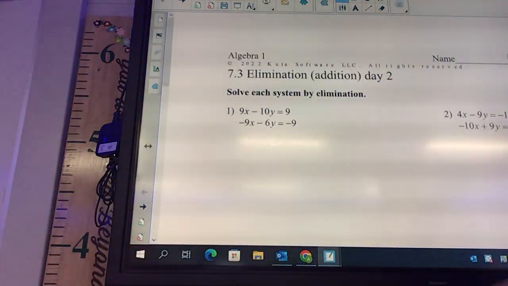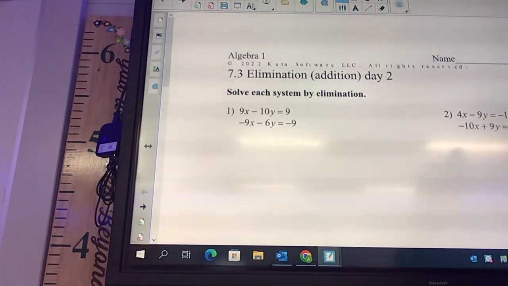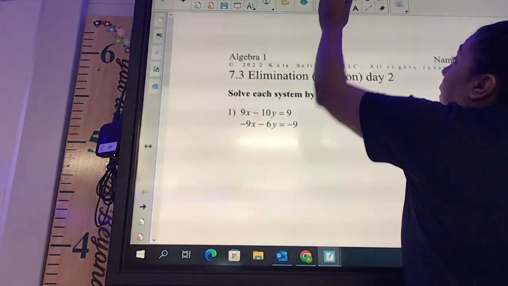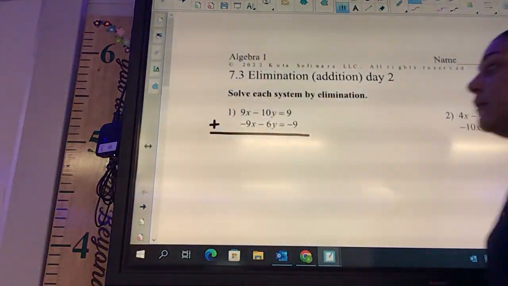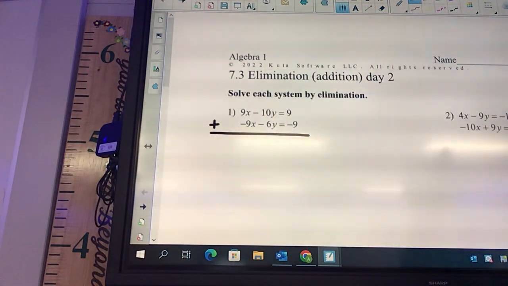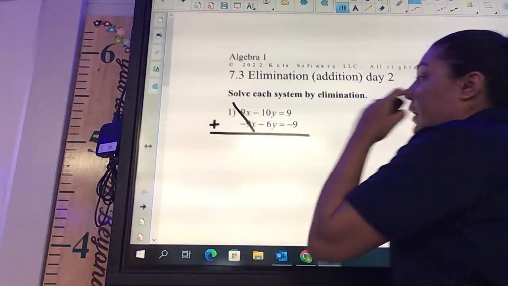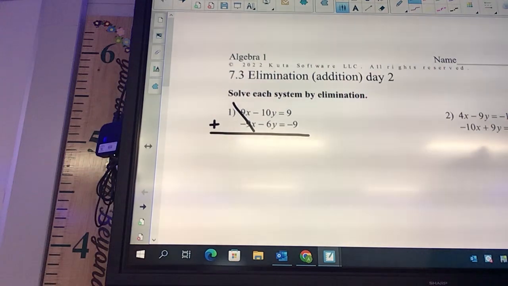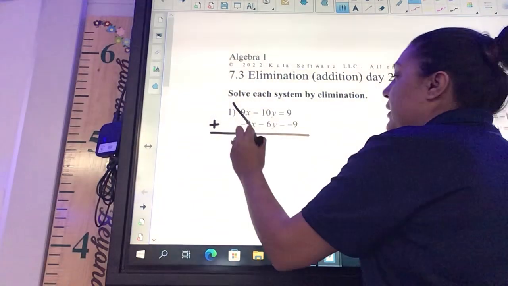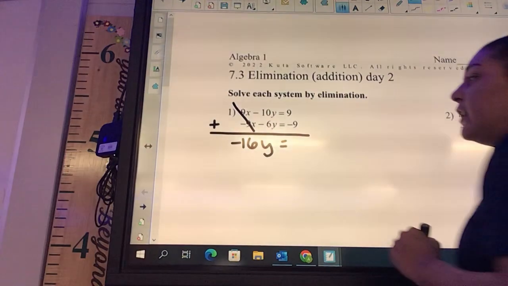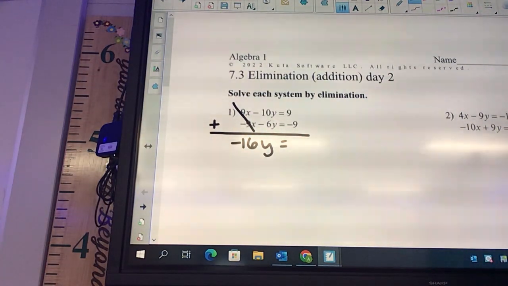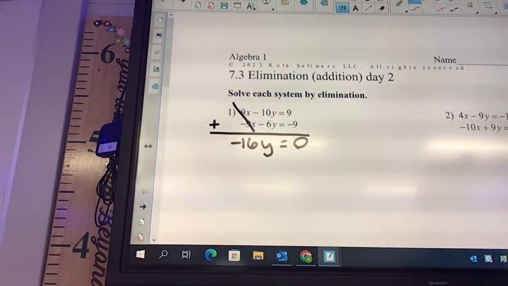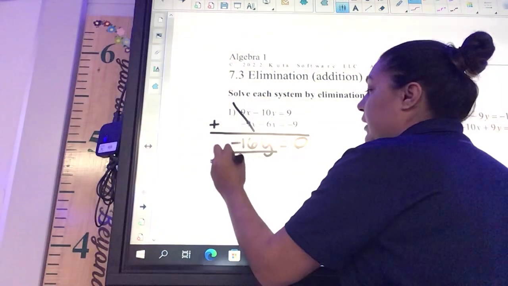Okay, so when I make a mixed worksheet, you need to be able to look at it and tell. Okay, so we can add these two together, and what's going to cancel? Yeah, the x's. Okay, so then everything else you add straight down. So negative 10y plus negative 6y, negative 16y equals negative, or 9 plus negative 9, 0.